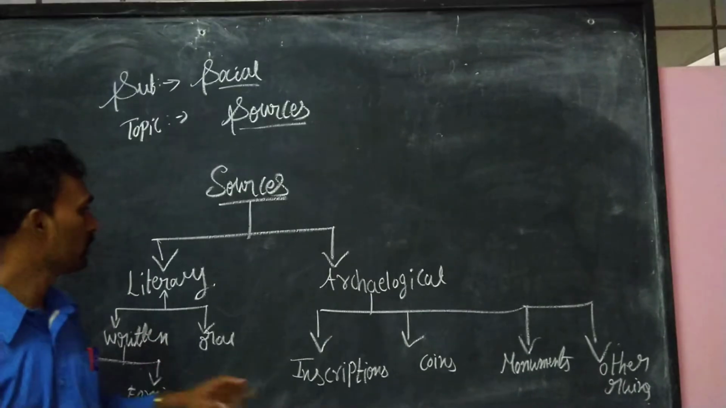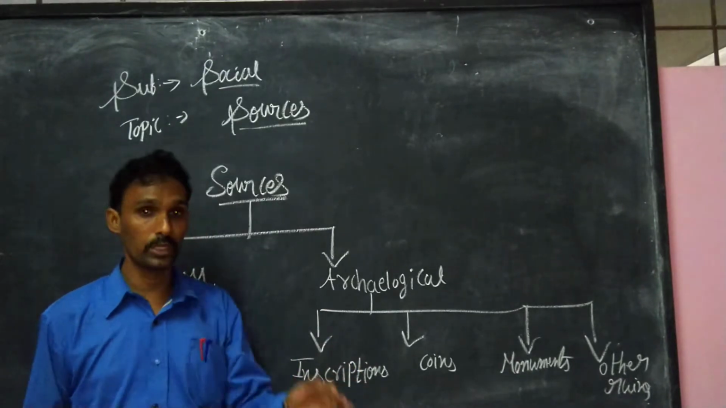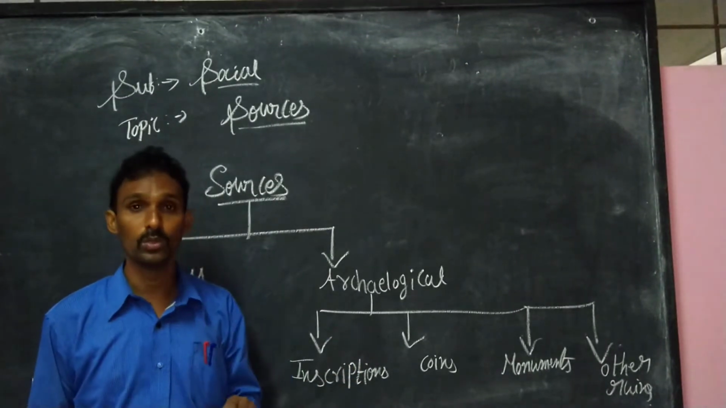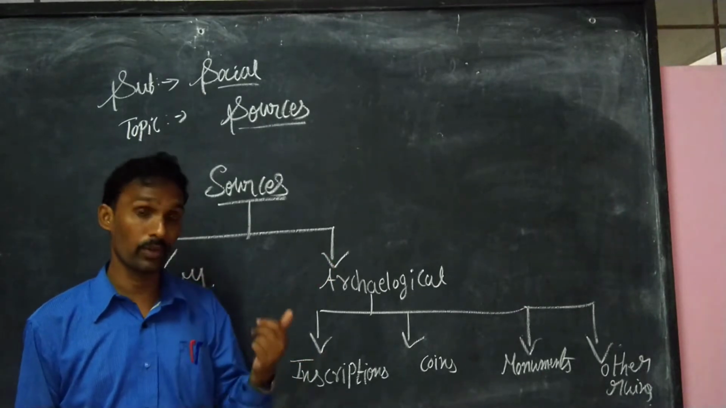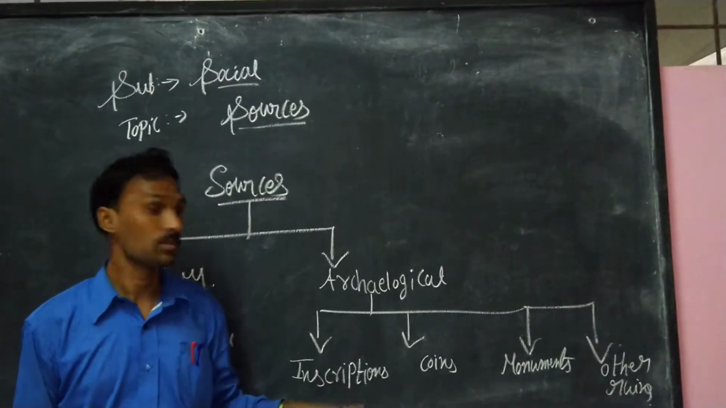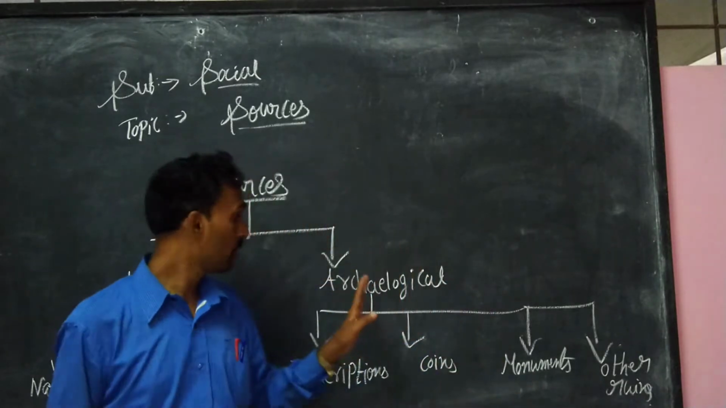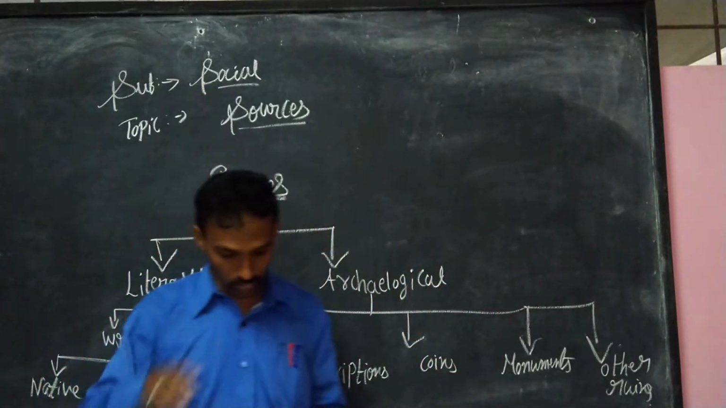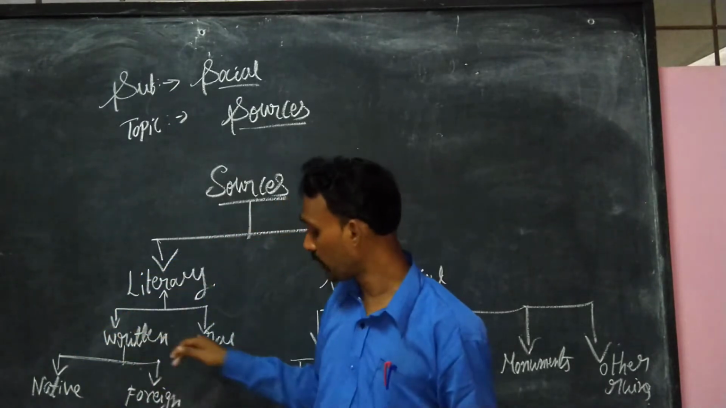Archaeological means digging the dirt and finding something new, and then they say, this belongs to this one country. Archaeological has four types: inscriptions, coins, monuments, and other books. So first we will see literary sources. Literary sources are two types, one is written, another is oral.